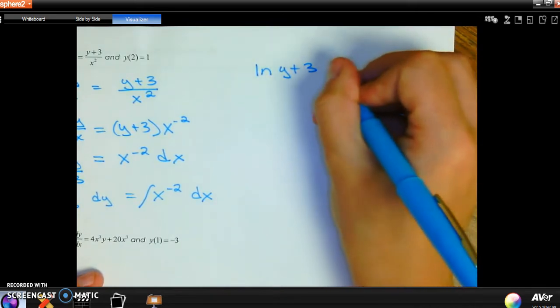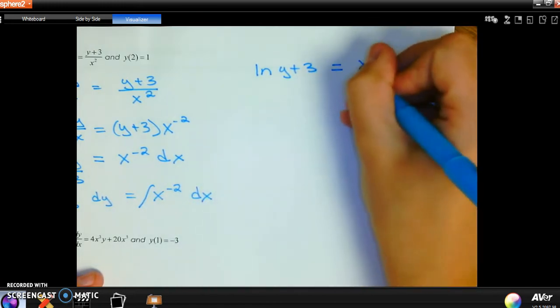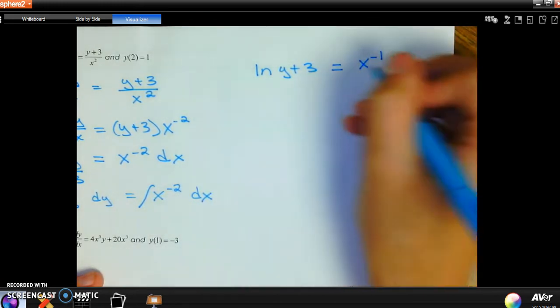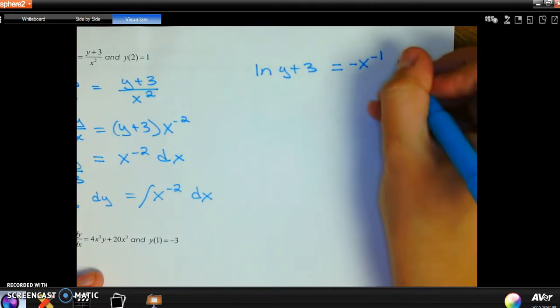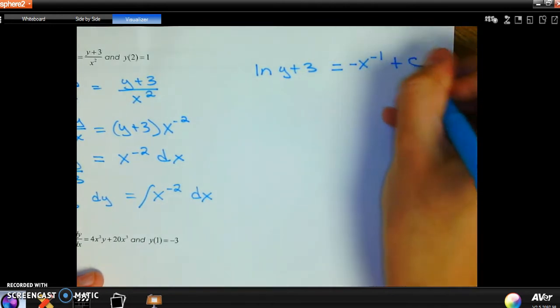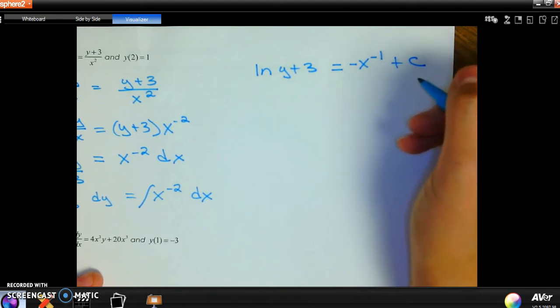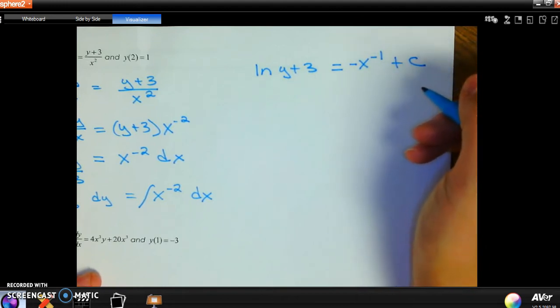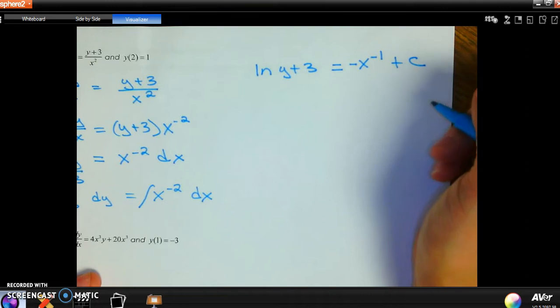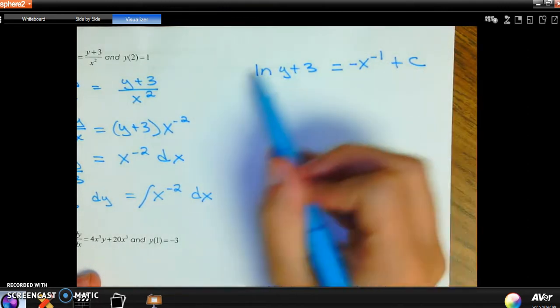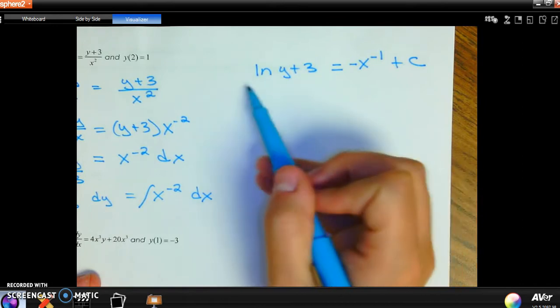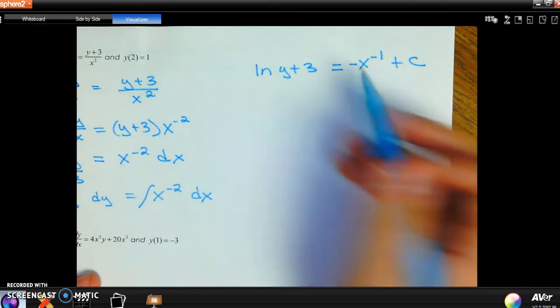And then I'm also going to integrate this side. So I add 1 to the exponent, so that'll make that a -1. Divide by that number, just puts a negative out front. And that is going to be a plus c over there. Okay, so once you get to there, you can raise both sides to the e, because you're trying to get y by itself. So the only way you're going to undo that is to e both sides.